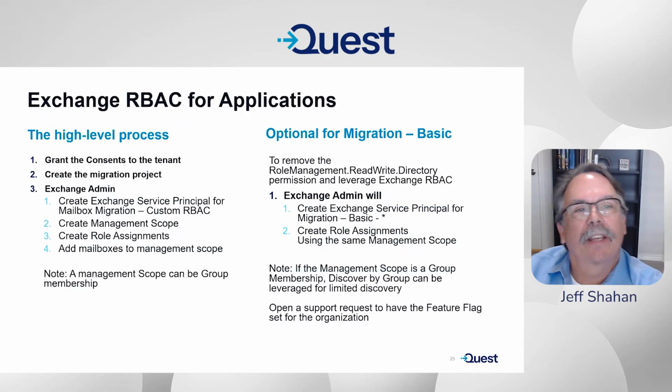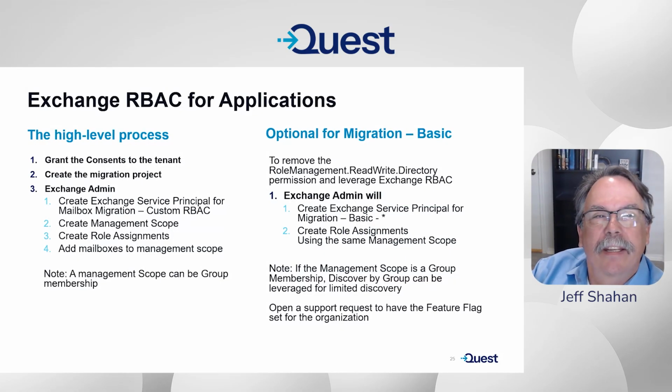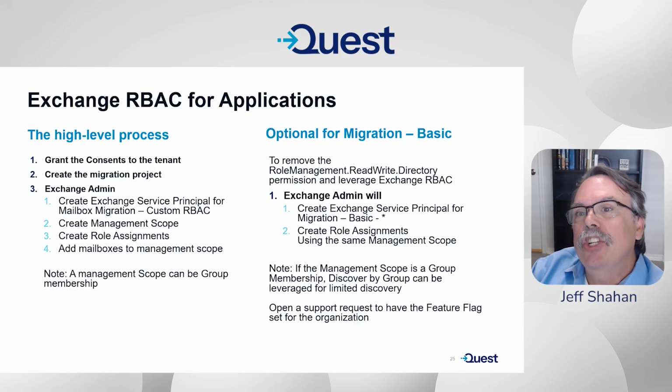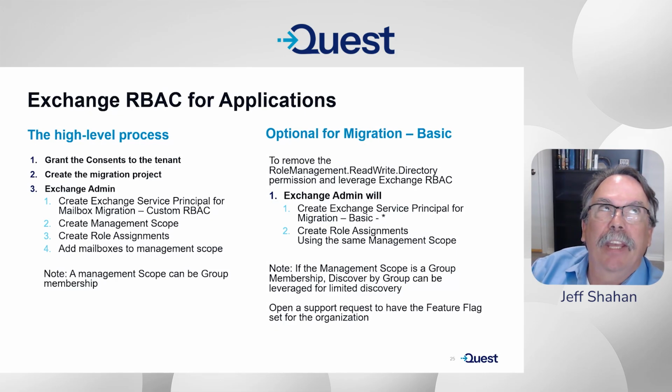So, for a high-level process, you grant that consent into the tenant while creating that migration project. An Exchange admin can create a service principal for the mailbox migration custom RBAC consent. So we create the consent, the enterprise application in the Entra directory. The Exchange admin creates a pointer in the Exchange directory back to that application consent in the Entra directory. Once that's been created, he creates a management scope and then assigns the role to the application ID he just created, applying that management scope.